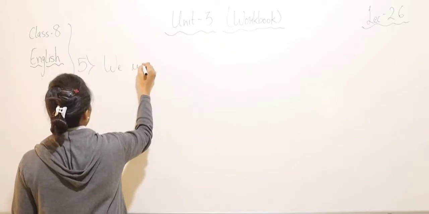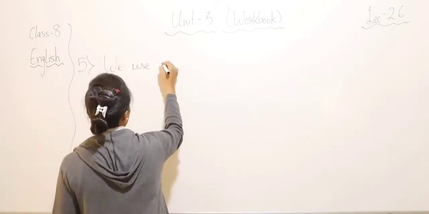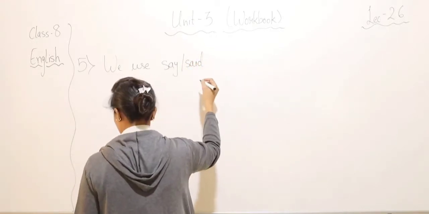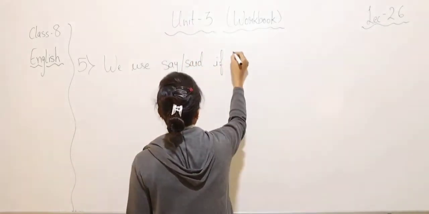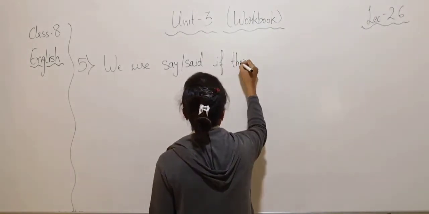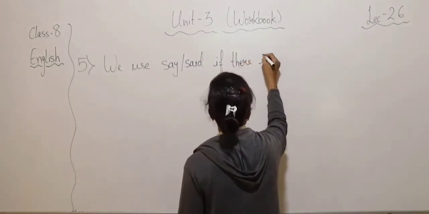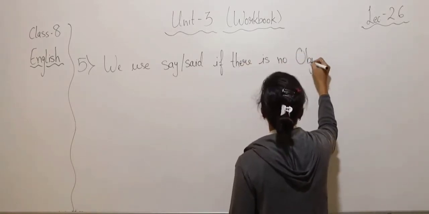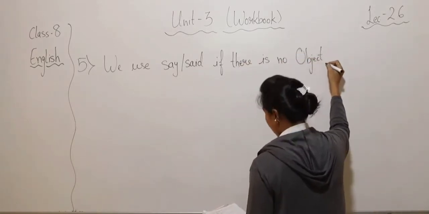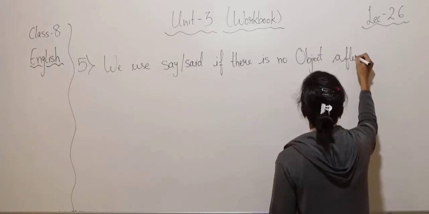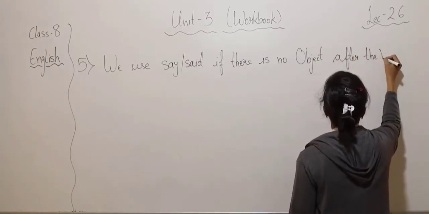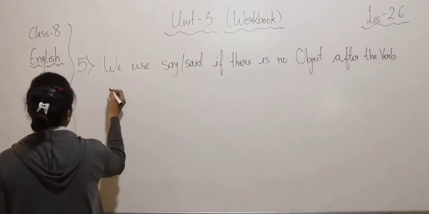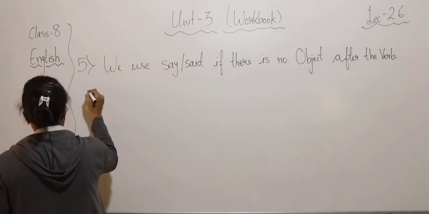We use say or said if there is no object after the verb. Write down only these 2 sentences, note it down.